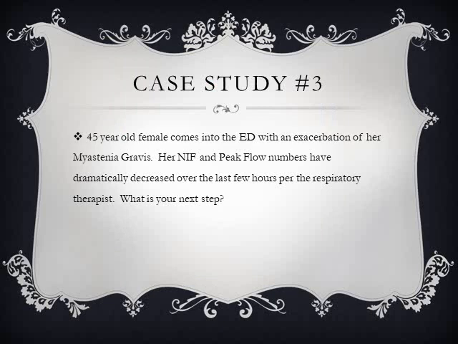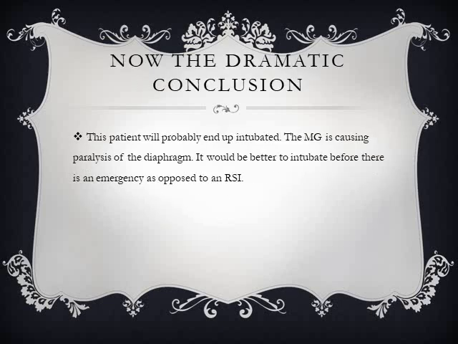So a 45-year-old female comes into the ED with an exacerbation of myasthenia gravis. NIF and peak flow meters have dramatically decreased over the last few hours as per respiratory. What's your next step for this one?